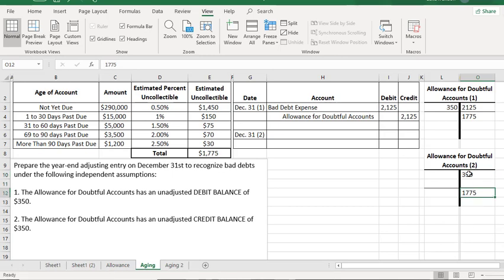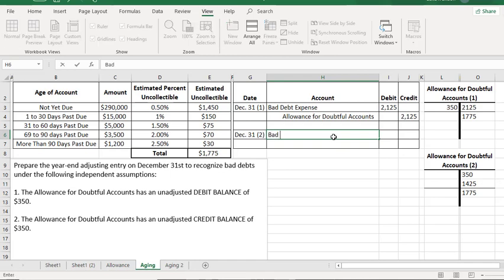So if you take these two numbers and you subtract them, 1,775 minus 350, that tells us that our adjusting entry is going to be for $1,425. And you can see that makes sense because if you add these two numbers together, it does add up to our desired balance of $1,775.